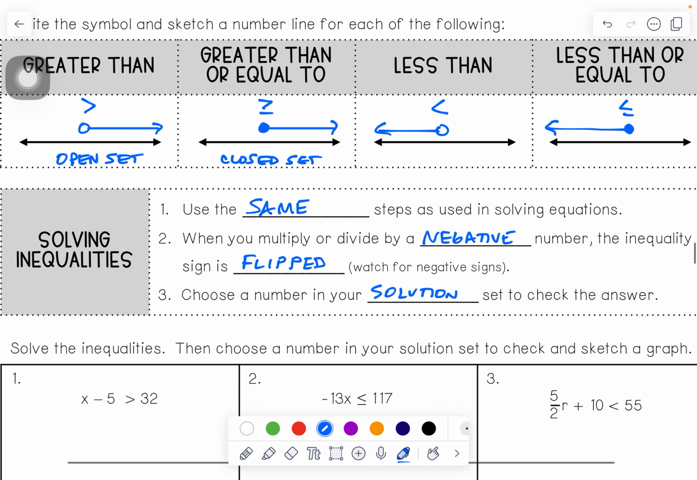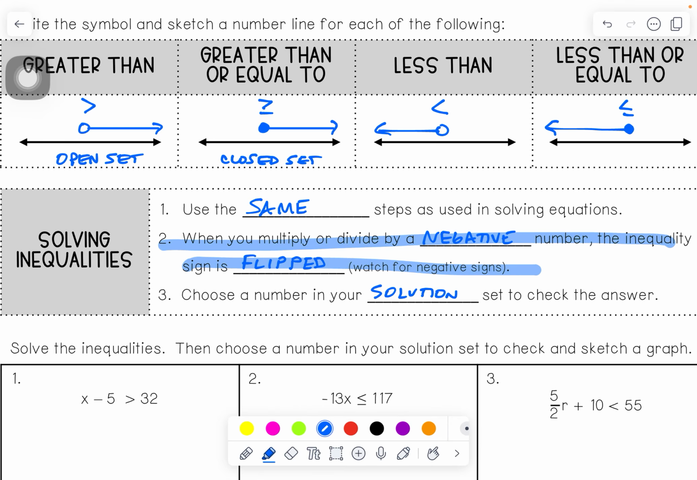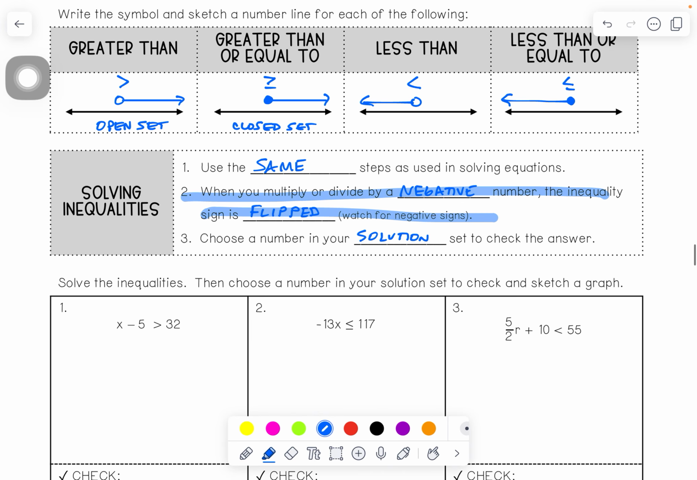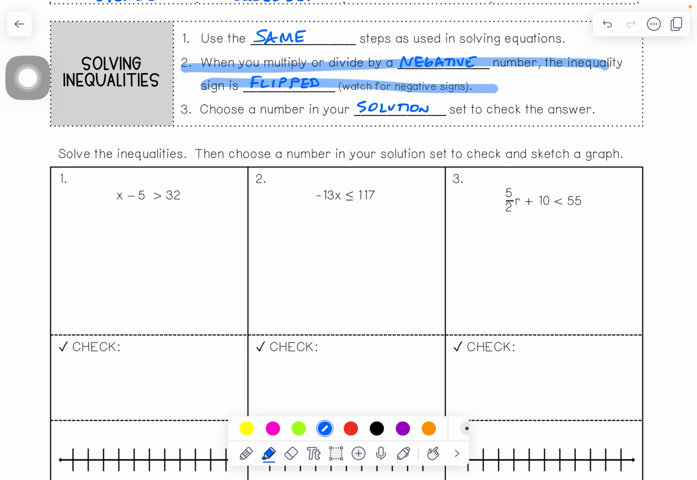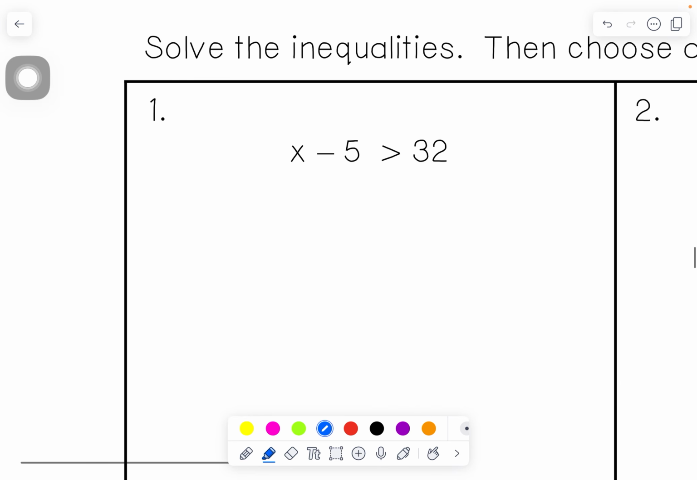How do we solve inequalities? We use the same steps we did when we solved equations. There is one super special part about solving inequalities, and that is that when we multiply or divide by a negative, we have to remember to flip the inequality symbol. All right, so let's take a look at a couple of examples, and I'm going to have you do a couple of examples along the way.